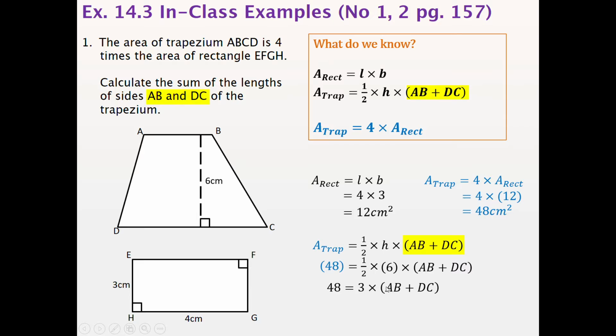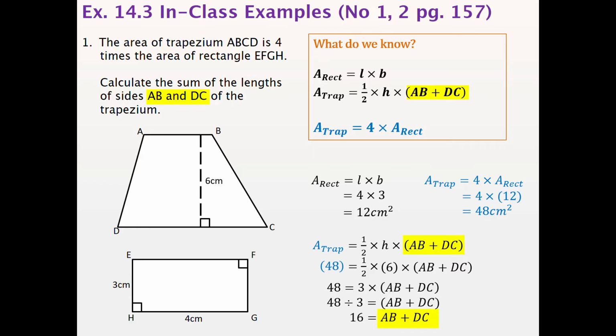Okay, so because I'm saying 3 times that part, I'm going to have to divide by 3 on the other side. So 48 divided by 3 will give me AB plus DC. So I know that AB plus DC is equal to 16. Okay, it should have said 16 centimeters. Alright, so that's how you work backwards to work out what they're asking for.